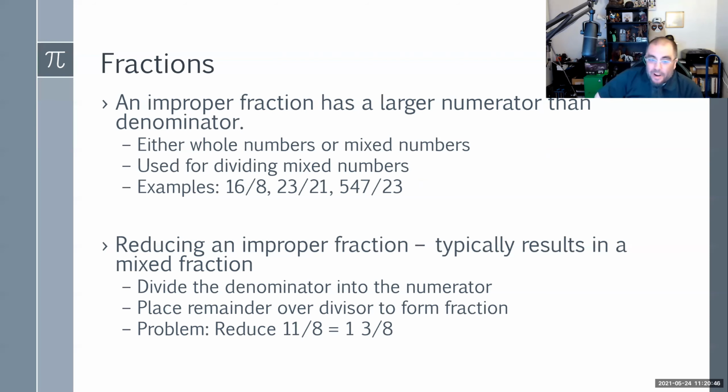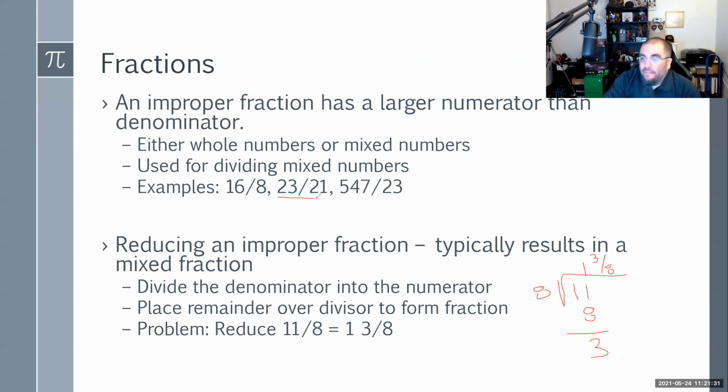When you're looking at an improper fraction, if you reduce it, it's typically going to result in a mixed fraction. So you divide the denominator into the numerator, and you place the remainder over the divisor to form a fraction. In this case, we have 11 over 8. So if we were to do the long division of this, 8 dividing into 11. Well, 8 goes into 11 one time, and we have 3 left over. So we're going to take that 3 and bring it up here in the numerator. Keep that denominator. And so 11 over 8 is the same as 1 3/8.